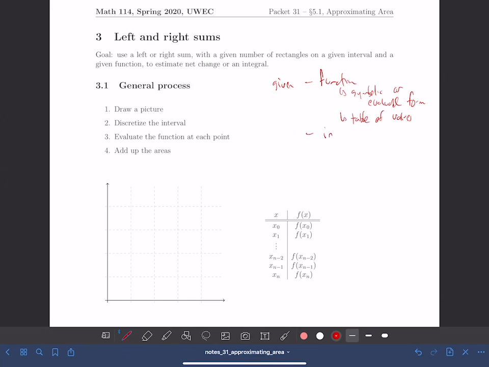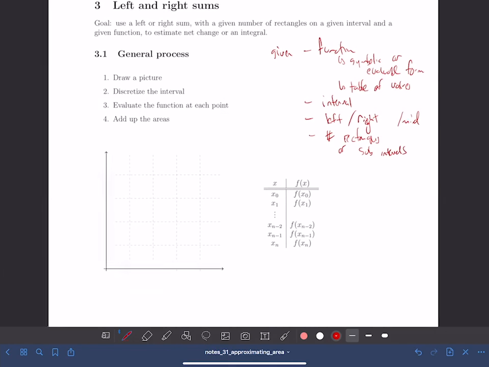I'm given an interval. I'm given a left-right choice. There's also midpoints. I'm not going to cover midpoints in this video, but it's in the textbook, and I'm going to tell you where to find it. Okay, so those are the things that I'm given, and a number of intervals, of rectangles, or sub-intervals.